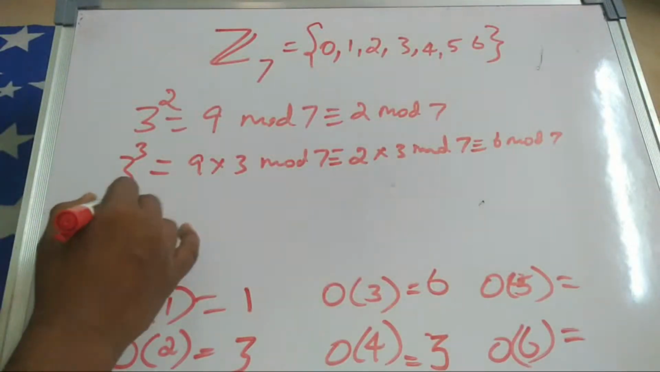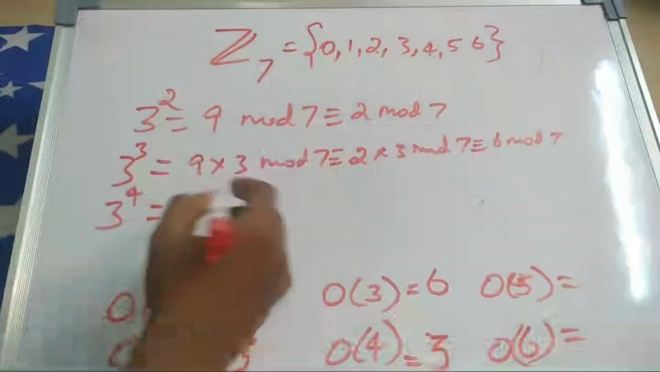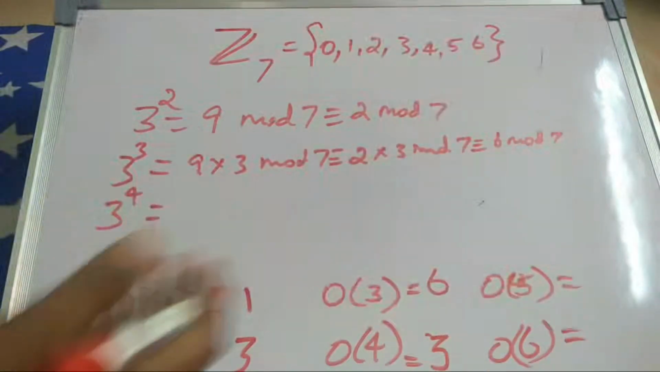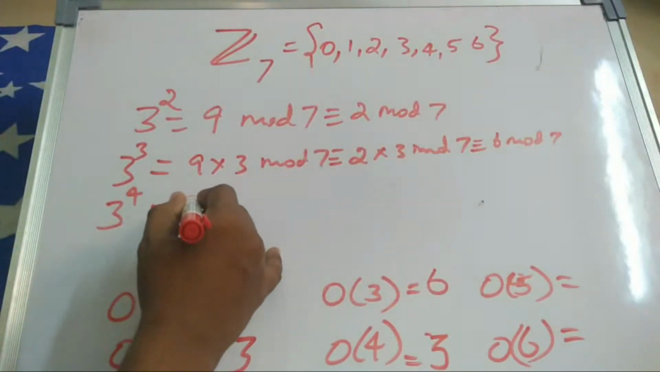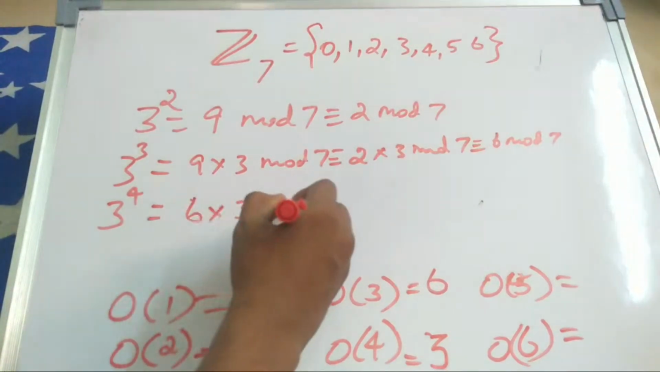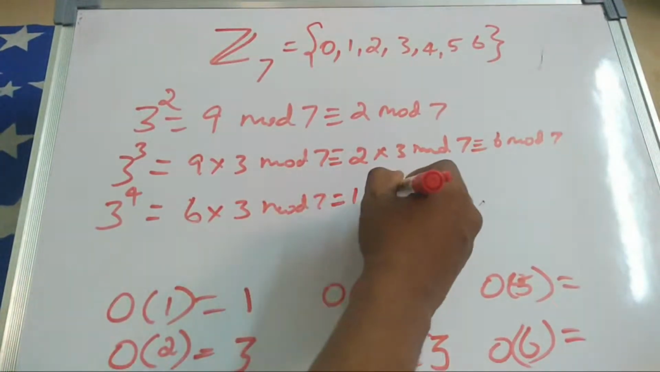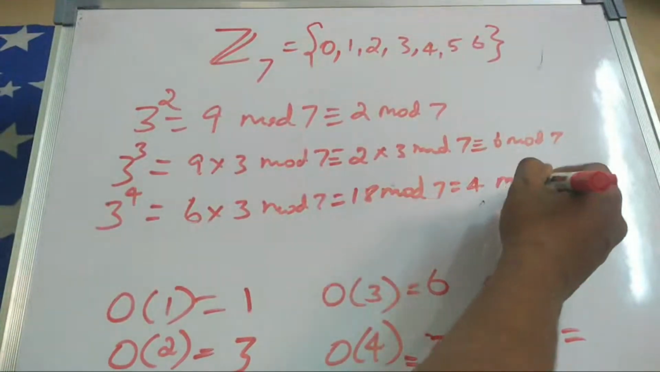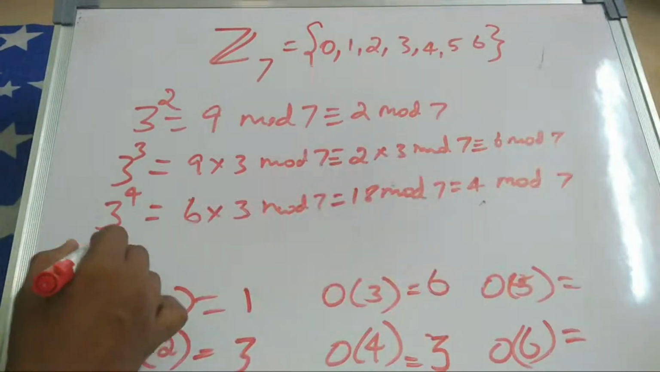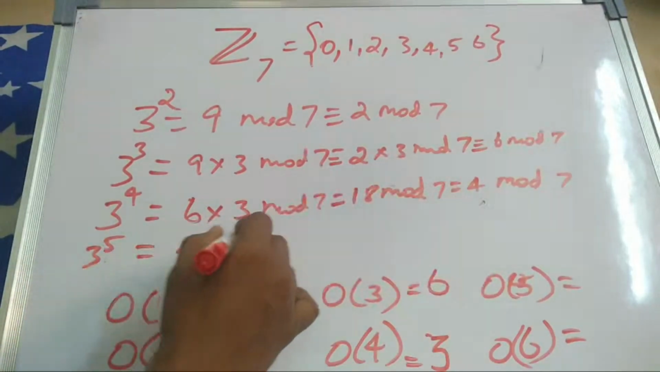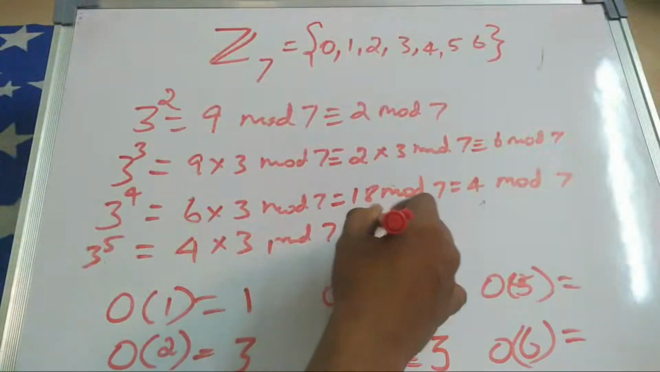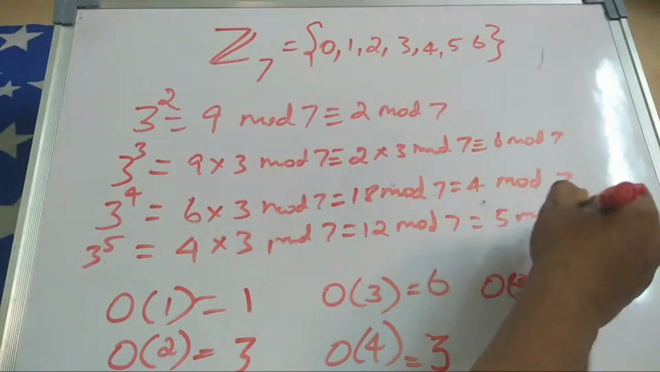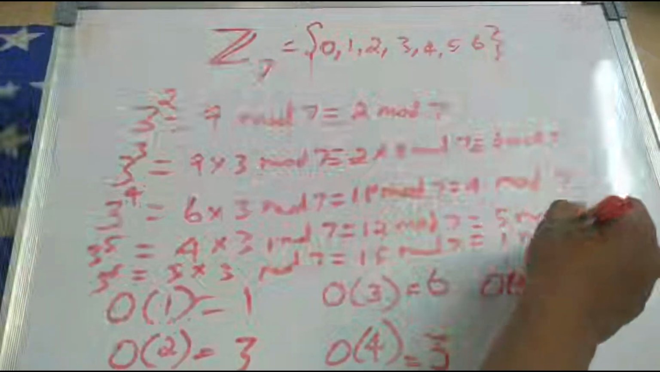Fine. Now, 3 power 4 is going to be, so clearly it is not 1. So now next, 3 power 4 is going to be 6 into 3 mod 7, which is 18 mod 7, which is 4 mod 7. 3 power 5 is 4 into 3 mod 7, 12 mod 7, which is 5 mod 7, 7, which is 1 mod 7.